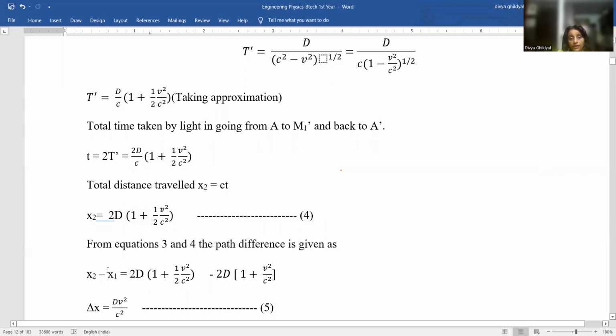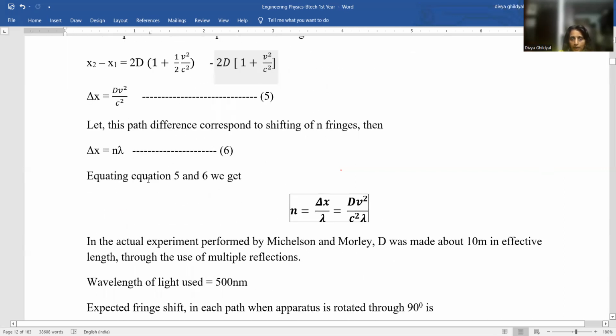Path difference will be the difference of these two distances, x2 minus x1 equal to 2D into 1 plus half V square by C square minus 2D into 1 plus V square by C square. So my path difference comes out as D V square by C square. If this path difference is corresponding to n number of fringes, then del x is equal to n lambda. So I equate equation 5 and 6 and I get the value n number of fringes is equal to D V square by C square by lambda.